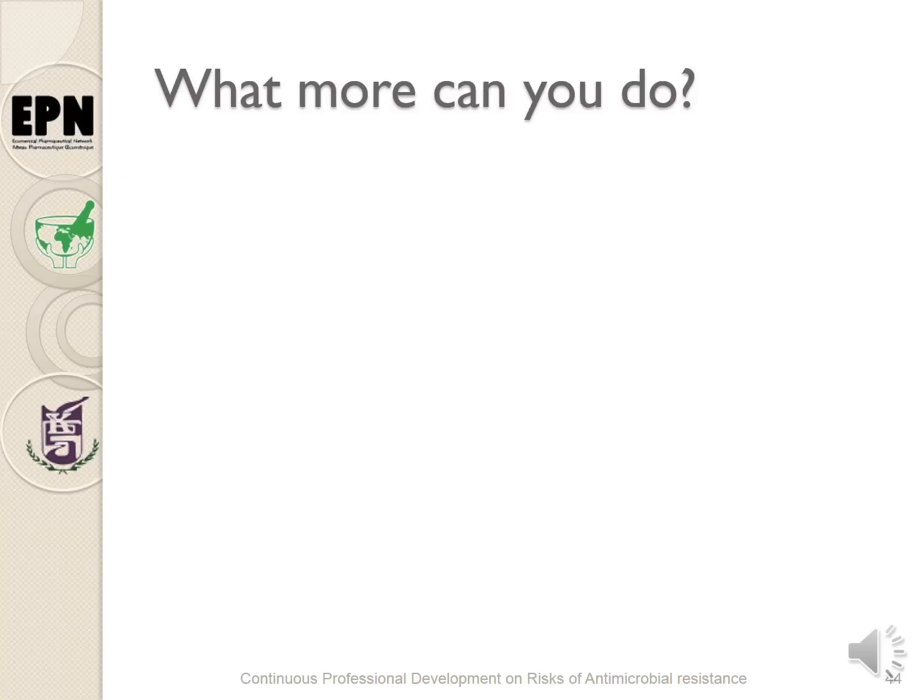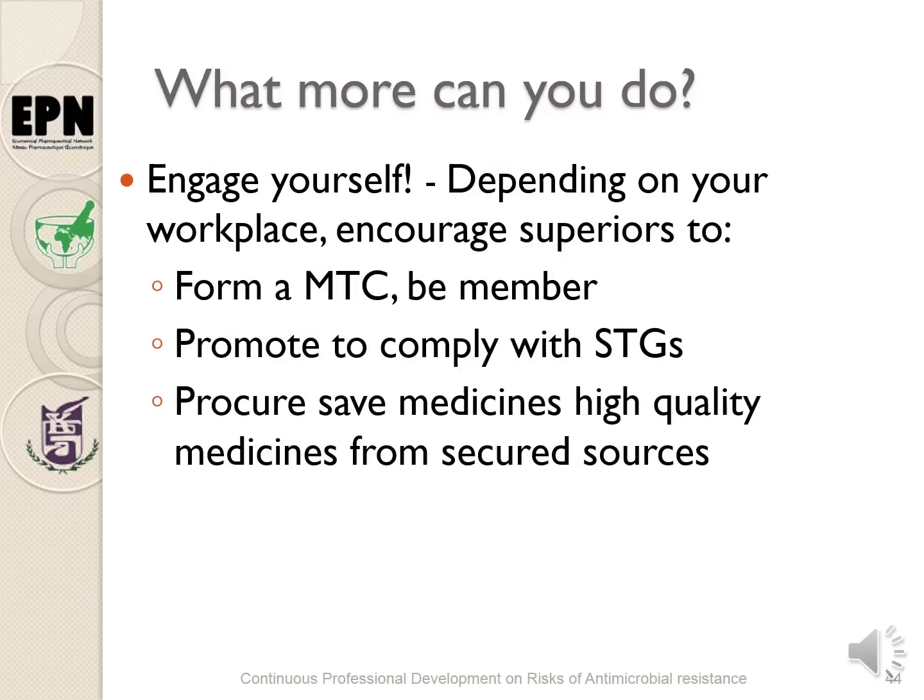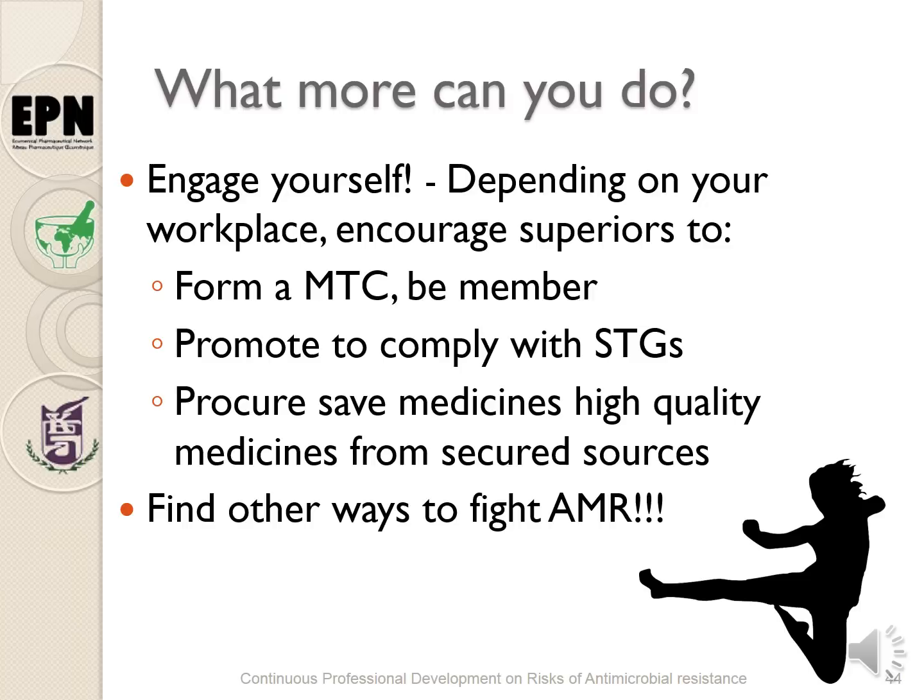Is there more that we can do at an individual level? Yes. We can engage ourselves. Depending on your workplace, encourage your superiors to form a medicines and therapeutics committee and be a member of the medicines and therapeutics committee. Promote compliance with the available standard treatment guidelines. Encourage the procurement of safe medicines that are of a high quality and ensure that these are procured from secured sources. And find other ways to fight AMR as you go along the way.